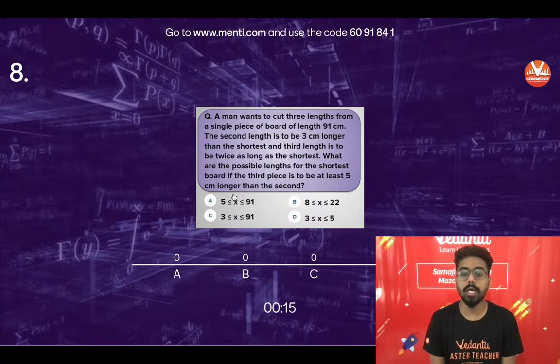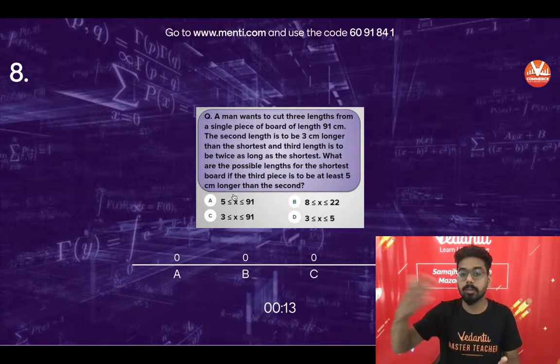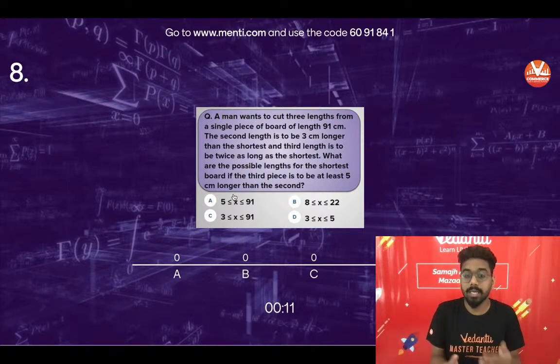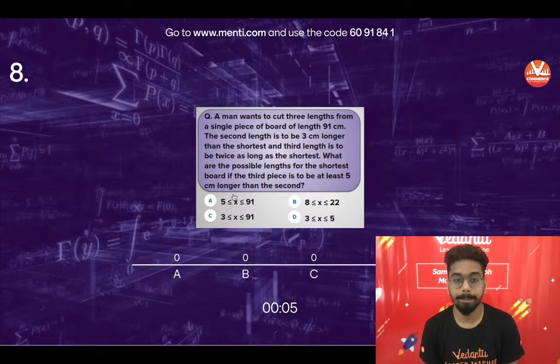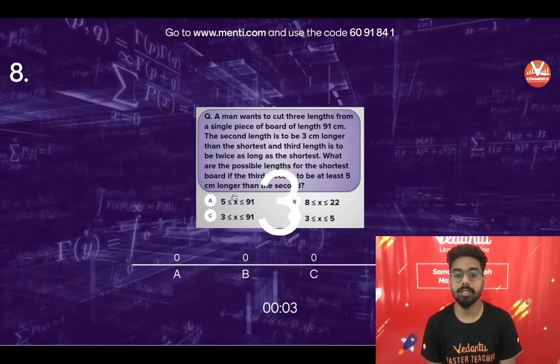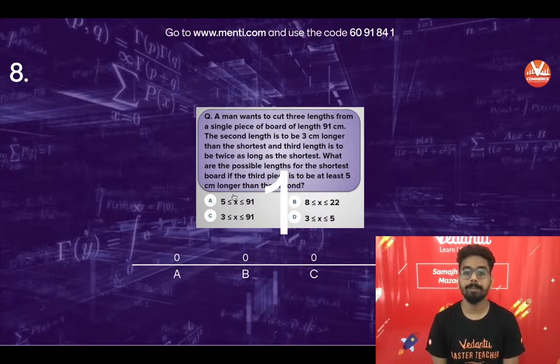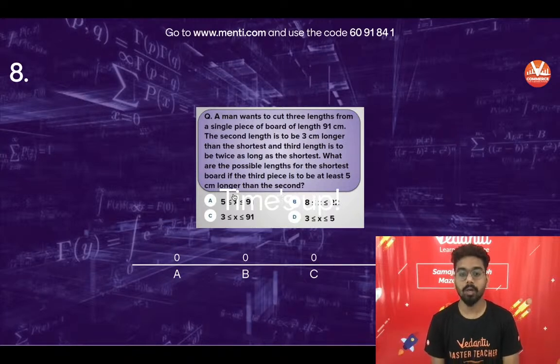A man wants to cut a single piece of length into 3 pieces such that one of the pieces is 3 centimeter longer than the smallest piece and one of the pieces is twice the shortest length. What are possible lengths for the shortest board if the third is to be at least 5 centimeter long?